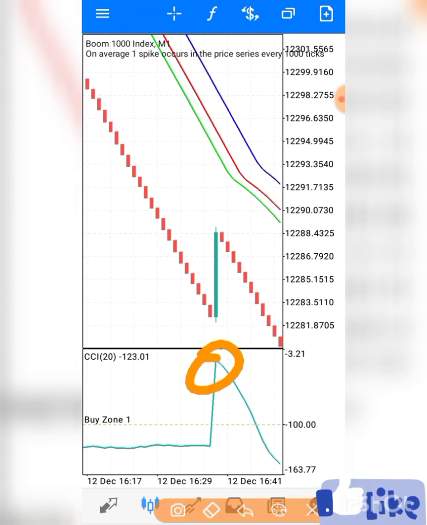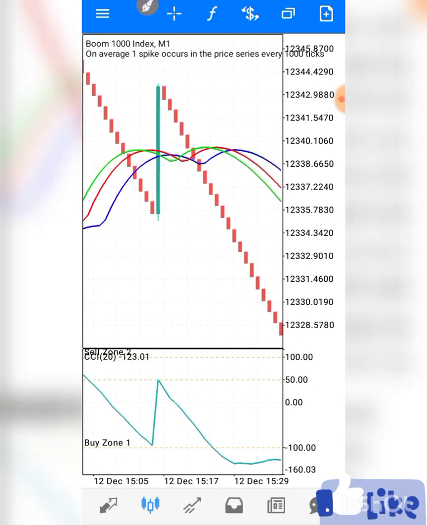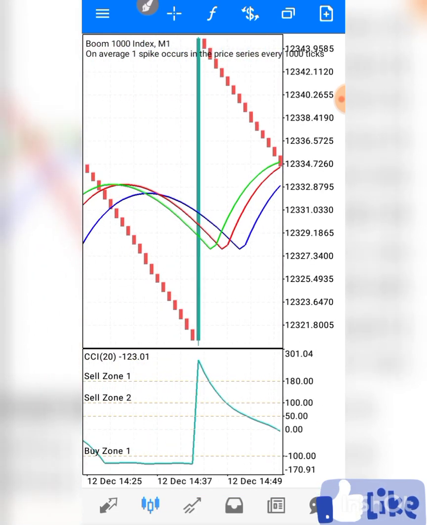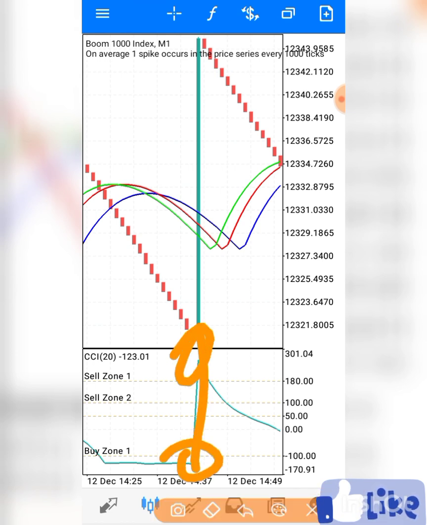This one, I didn't even get to the 50. So please don't put a trade in those areas. The same thing here. Another fine example, you go here, a boom to this sell zone, you sell, you take 5 candlesticks, you leave the market. Please test it on your demo.